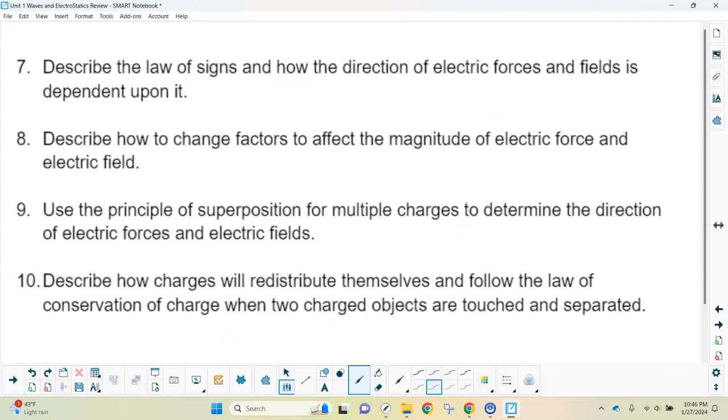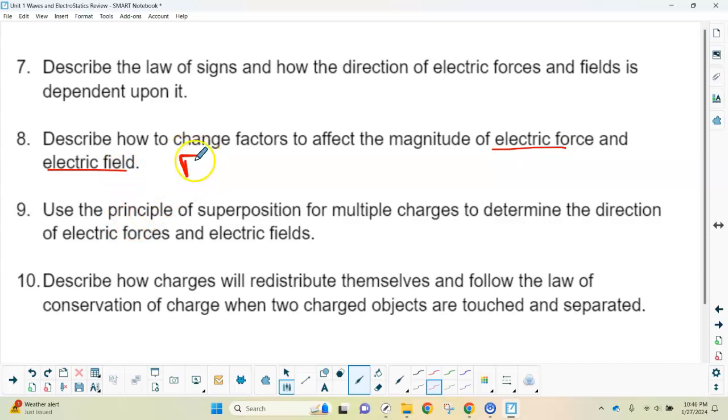The other sections of the conceptual part deal with the electrostatic section, so electric force and fields. So talking about the law of signs and the direction of electric forces and fields based upon the law of signs. So if you have two positives or two negatives, or a positive and negative, what would happen? Describing how to change factors to affect the magnitude of electric force and field. So basically looking at the equations for electric force and the electric field, and what would you do to make the force get bigger or smaller.